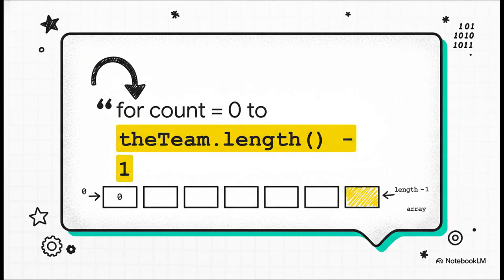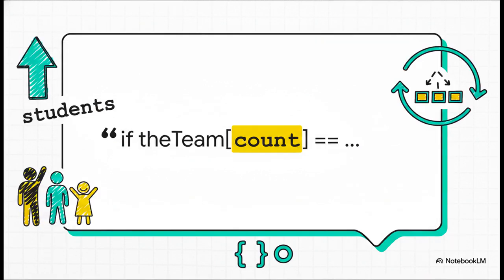First up, blank number 1. This goes at the end of our for loop. The answer is team.length - 1. And what that does is tell the loop exactly how many times to run. Remember, computers start counting from 0. So the very last item in an array is always at the position length - 1. Super important detail.